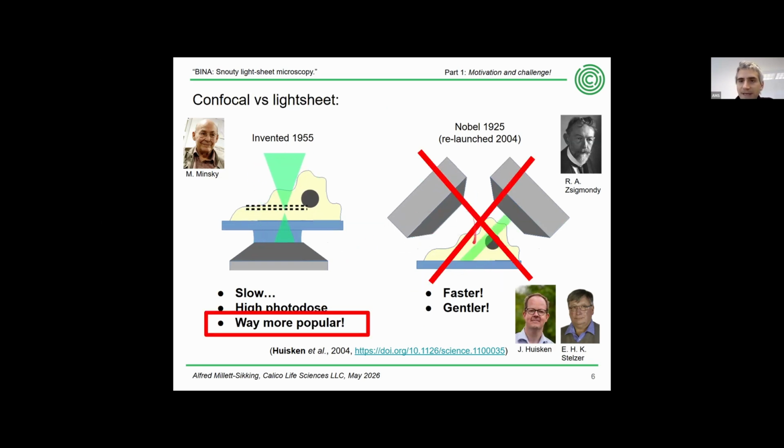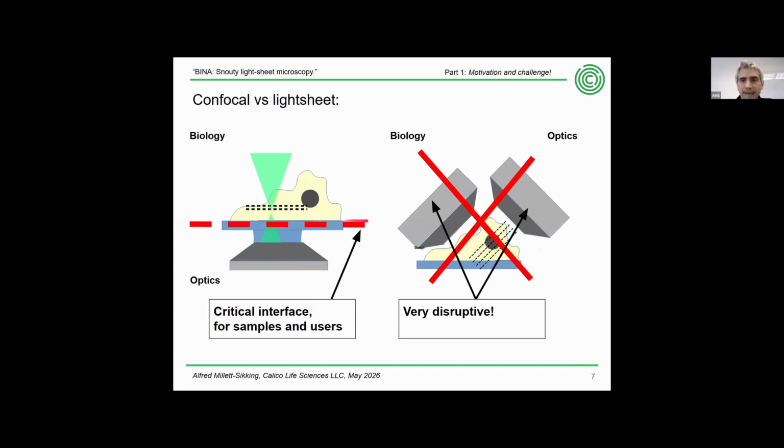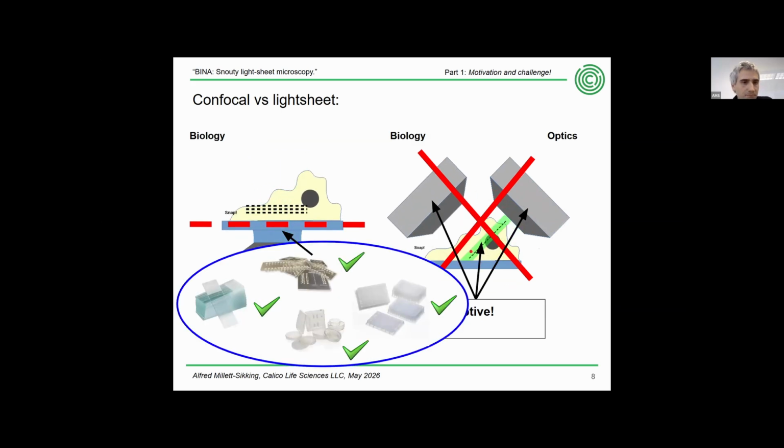Now, despite all of the advantages of light sheet microscopy, the reality is that the confocal microscope is still way more popular in practice. And there's a simple reason for this: typical confocal microscopes respect this planar interface that I'm showing with this red dotted line, where you have biology on one side, optics on the other. A traditional light sheet doesn't. With this orthogonal objective arrangement, you have the optics and the biology all mixed up together. So regular confocal is compatible with slides, dishes, multi-well plates, microfluidic devices, and a traditional light sheet geometry isn't. So it's really that simple.